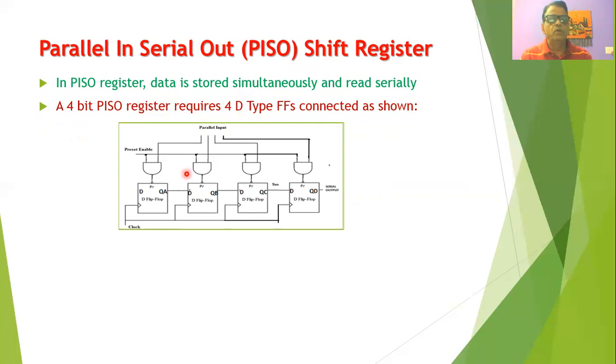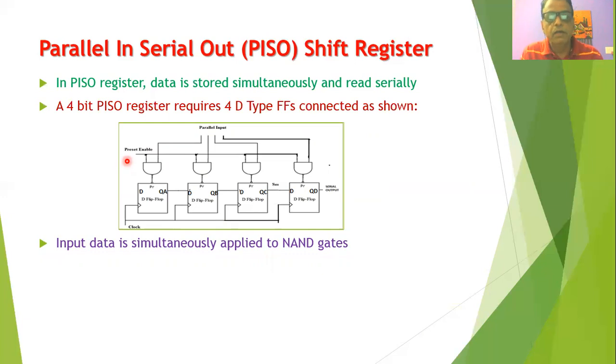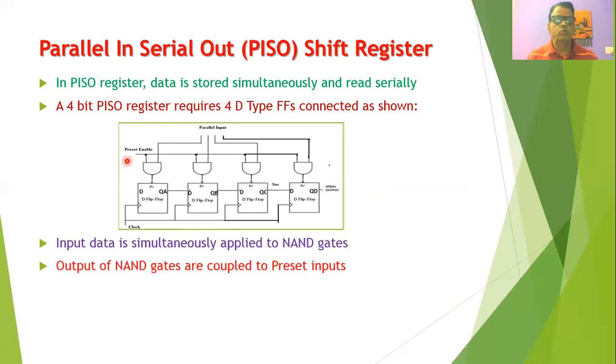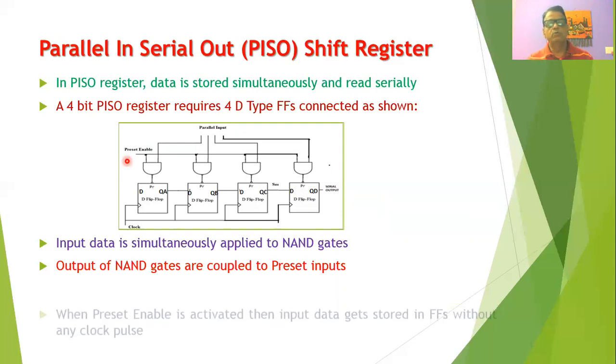So one can easily observe that the preset inputs are used, and whenever we want to apply the data, then we are making the use of the NAND gates, and the outputs of the NAND gates are connected to the preset input of the flip-flop. So the input data is simultaneously applied to the NAND gates, and there is one control input or preset enable input. And whenever this preset enable input is activated, then only the data can be stored into the shift register, into the flip-flops. Output of the NAND gates are coupled to the preset input.